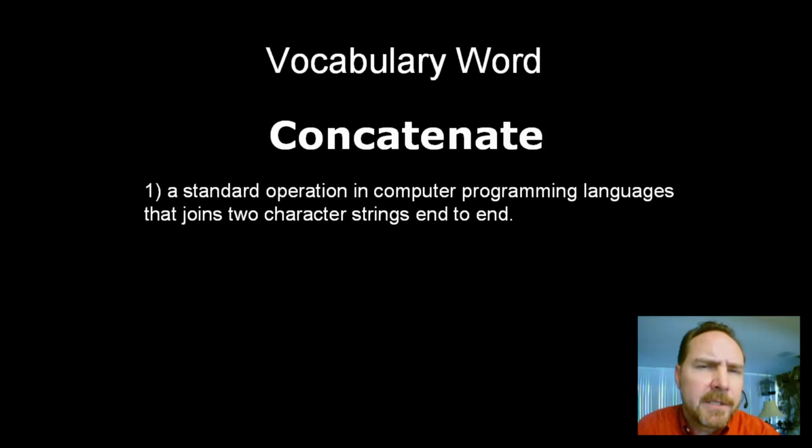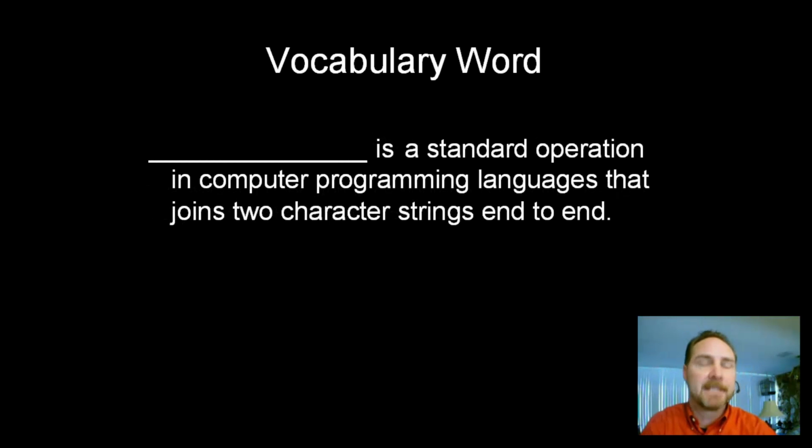Do you think you'd be able to do that? Would you recognize this as being the definition for concatenate? Are you sure? Positive. Well, let's test you out on that theory. Because here we go. We have a fill-in-the-blank question. Blank is a standard operation in computer programming languages that joins two character strings end to end.